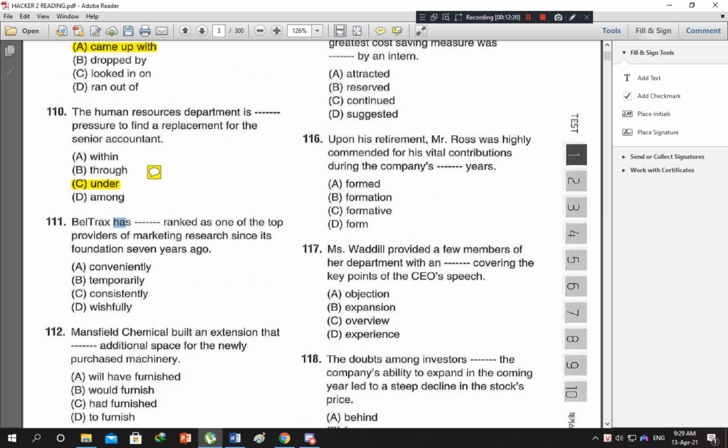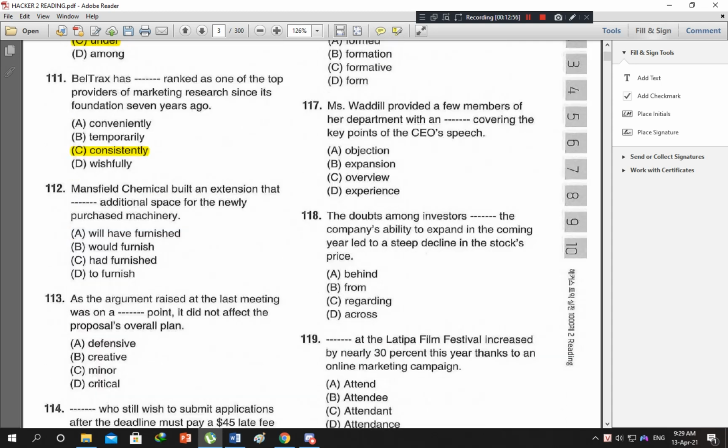111 has ranked. If you look at the answers here, it would be a translation. This company has ranked as one of the top providers of marketing research since 7 years ago. So it is present perfect. For 7 years, it has always ranked as one of the top. Always means consistently. You always rank as one of the top. The answer is C.